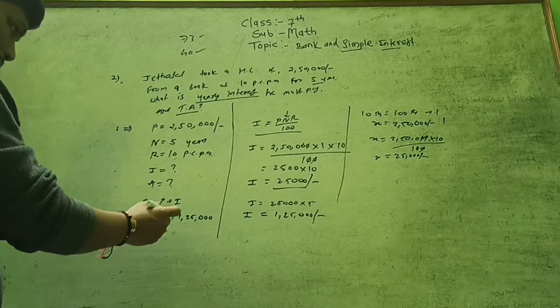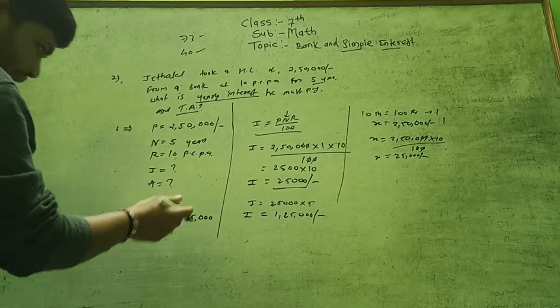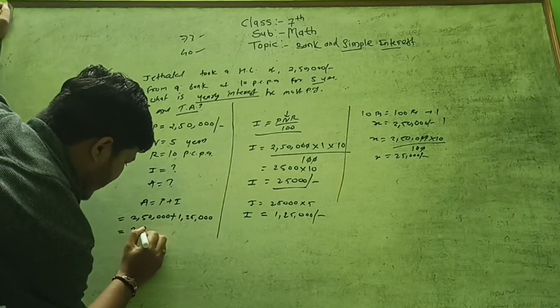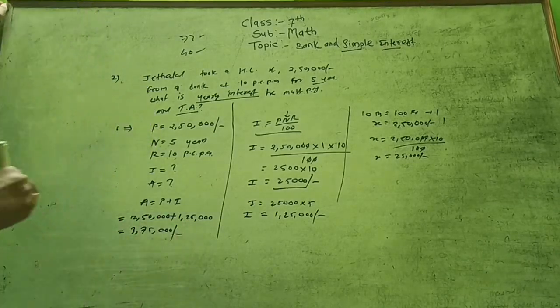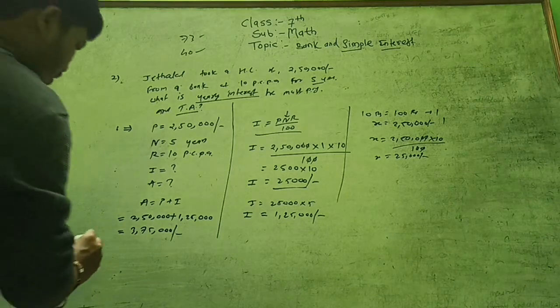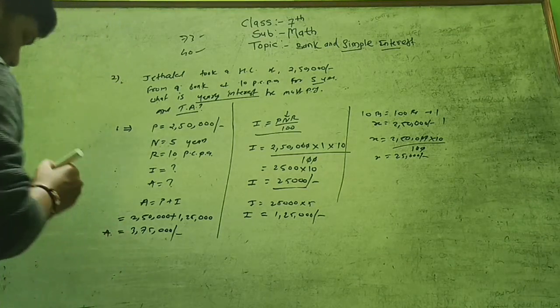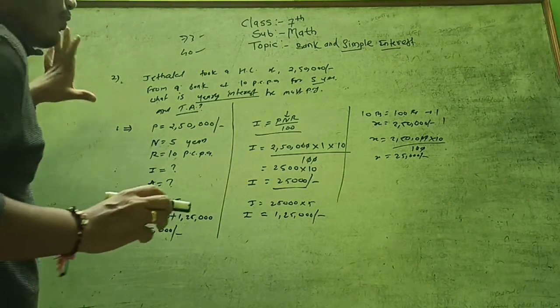250 plus 125 is 375. So total is nothing but 3,75,000 rupees. That's the total amount that Jethalal should return to the bank after the 5 years.